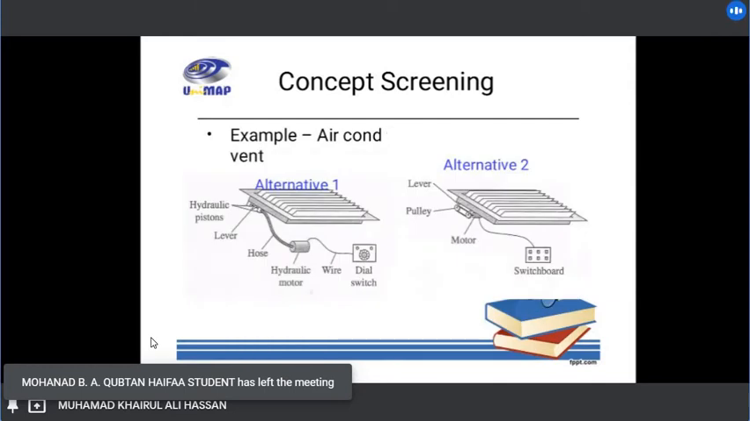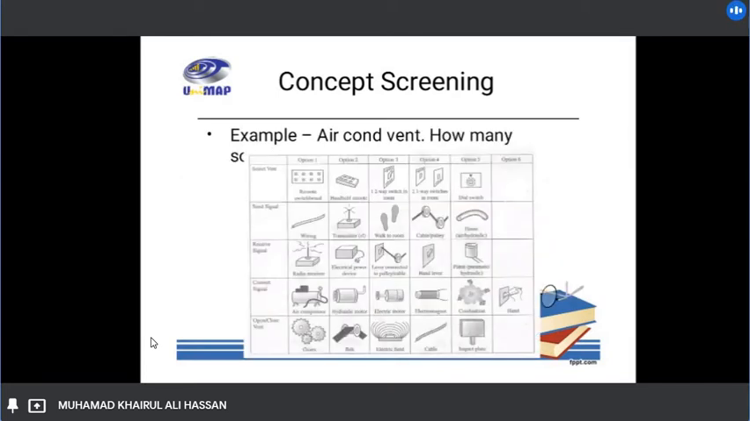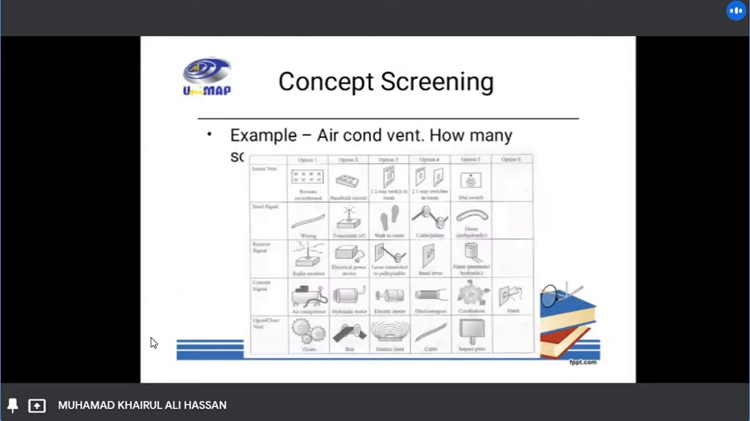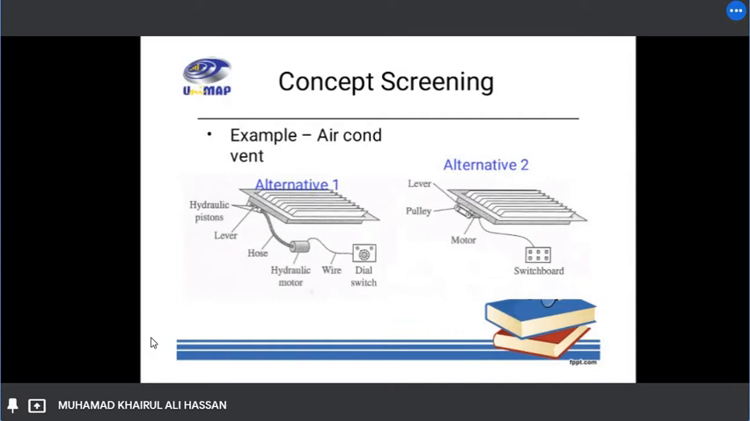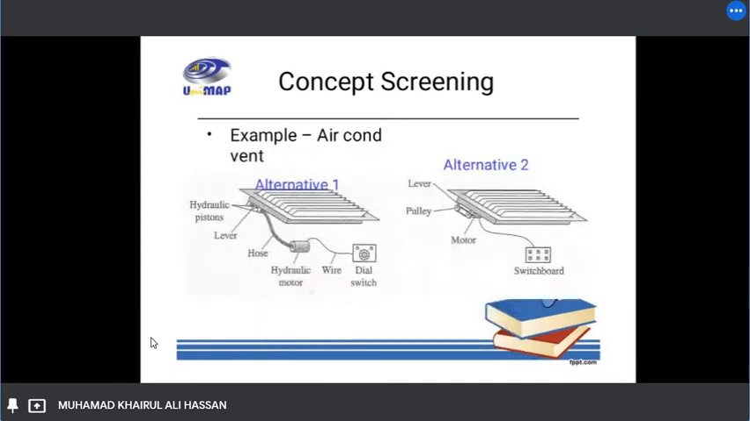Receive signal here. Can you see, class? What option do they use to receive signal? They have a radio, electrical, lever, hand lever, and piston. Here they use lever. And then to convert the signal, they use a hydraulic motor. And then to open and close the vent, they use a hose or wire line cable. Okay, this is alternative one.